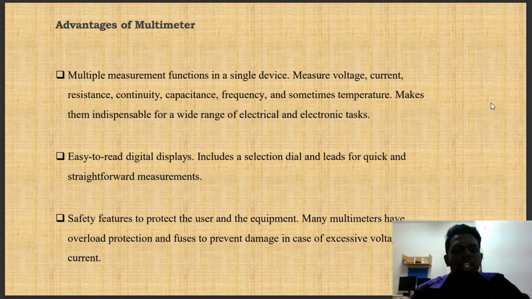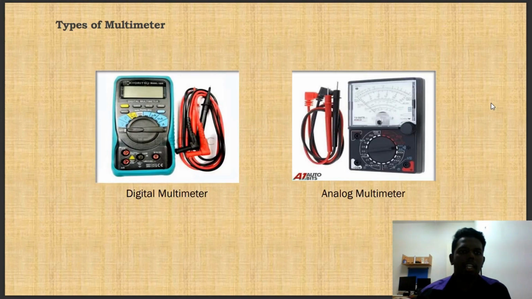And the advantages of a multimeter: multiple measurement functions in a single device, like measuring voltage, current, resistance, continuity, capacitance, frequency, and sometimes temperature. The second one is easy-to-read digital displays and safety features to protect the user and the equipment. And these are the two types of multimeter: digital multimeter and analog multimeter.